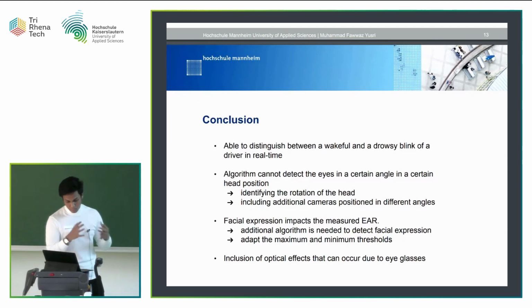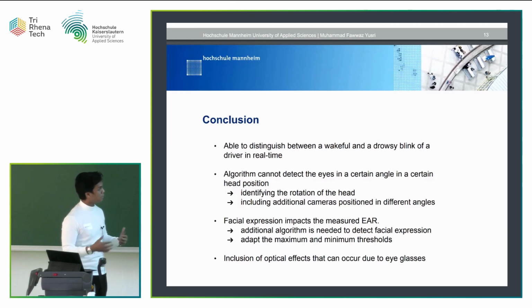Lastly, the problem is the inclusion of optical effects that can occur due to eyeglasses. And yeah, this is without the solution.